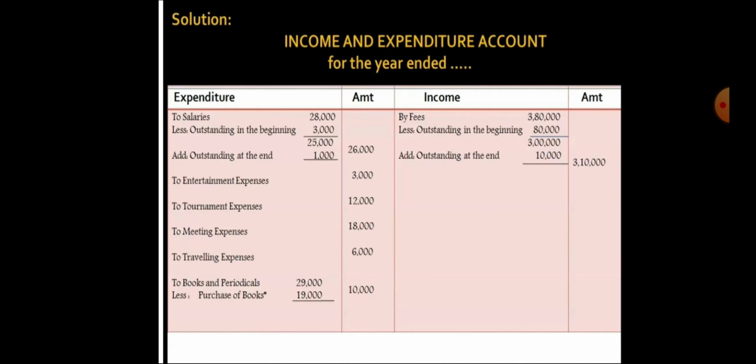So let us see how it is done. You can see, books and periodicals 29,000 you will write here. Then you have to subtract purchase of books 19,000 from that, and you will get the total amount of 10,000 in the amount column. Okay, so capital nature of income and expenses will not be shown in the income and expenditure side. Only revenue nature items will be shown here. So books is a fixed asset, as far as a club is concerned.